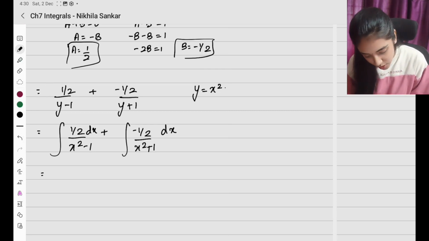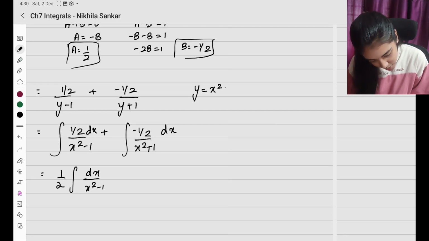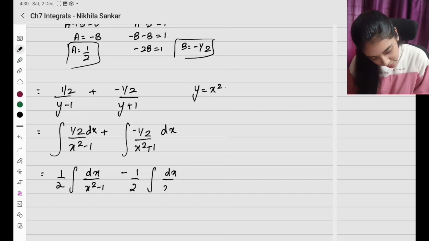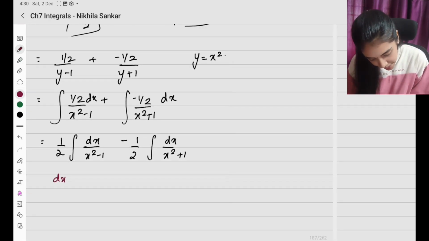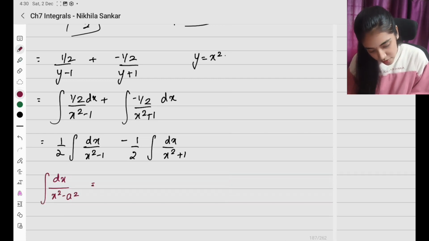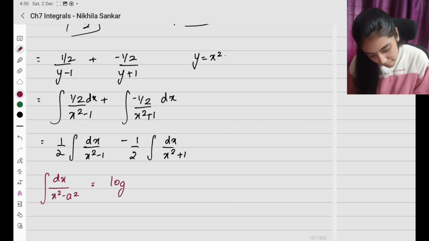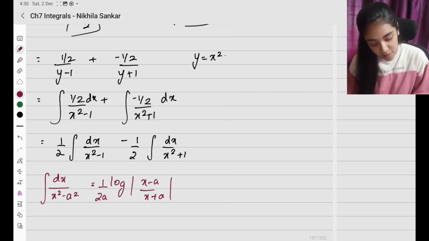So now I have 1 by 2 integral dx divided by x square minus 1 minus 1 by 2 integral dx divided by x square plus 1. So this is of the form dx divided by x square minus a square, which is going to be 1 by 2a log mod x minus a divided by x plus a. So this is my first one. Then dx divided by x square plus 1, this is simple. So this is going to be tan inverse.